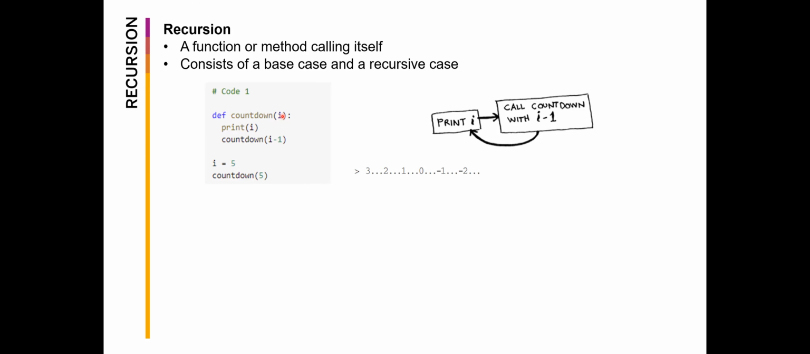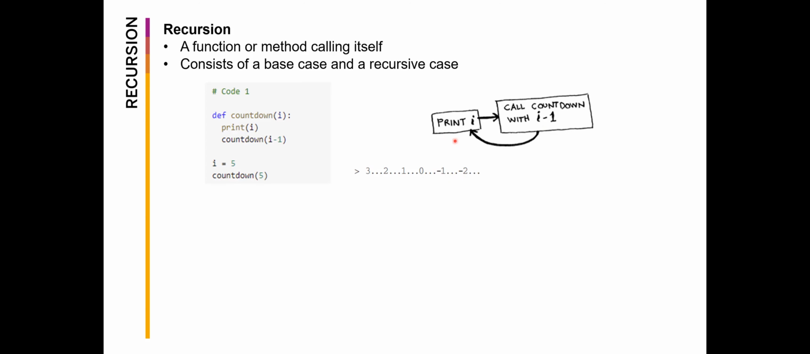So we call countdown with I, we print I, and then call countdown with I minus 1, and then we print I again and call countdown with I minus 1. Now since we want to do a countdown, if we arrive at 0, it will again proceed to -1, to -2, because the code is allowing it to do it. Right? So we're not stopping this cycle, basically, and we arrive at an infinite loop.